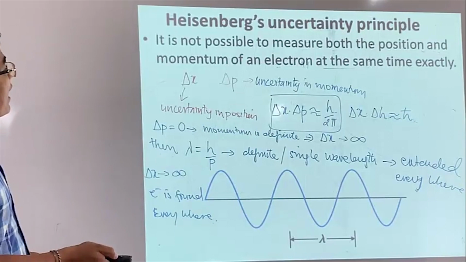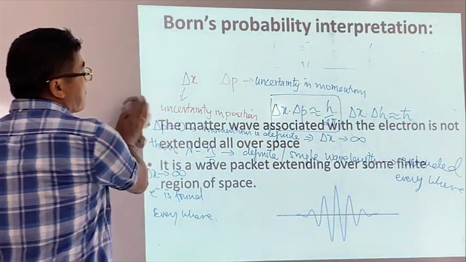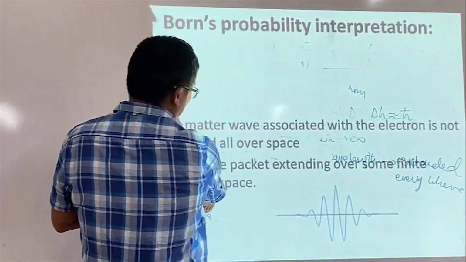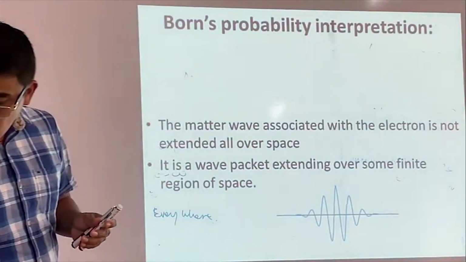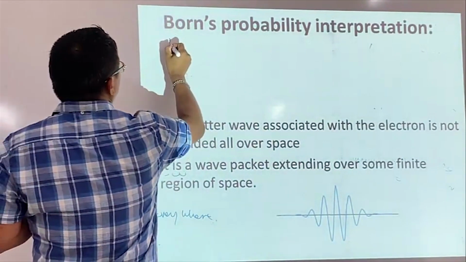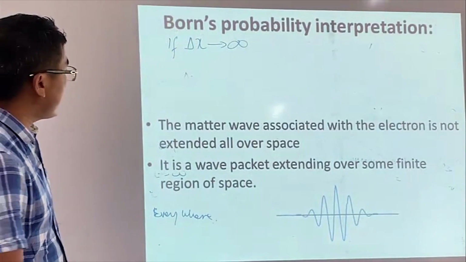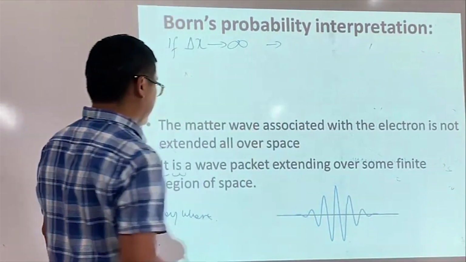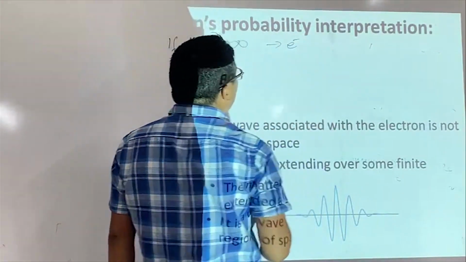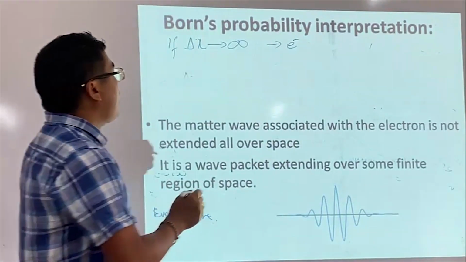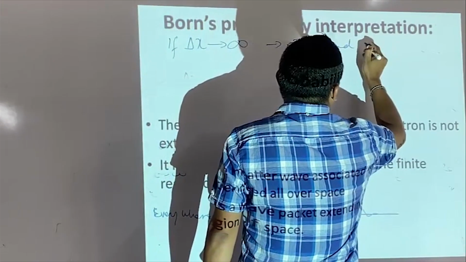So this was explained by another concept, what we call the Born probability interpretation. The Born probability interpretation says that if delta x tends to infinity, then the electron is found everywhere.